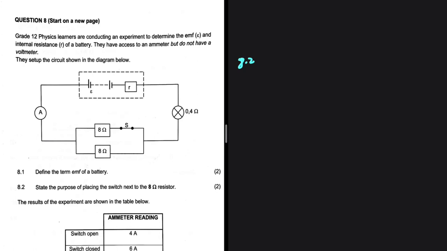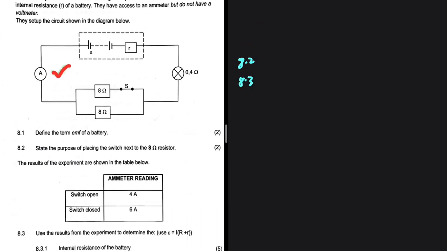State the purpose of placing the switch next to the 8 ohm resistor. They are placing the switch next to the 8 ohm resistor so that they can control the current in the circuit by changing the resistance. The only thing they have access to is an ammeter. Placing a switch right there allows them to control the current by changing the resistance. That is 8.2. Let's look at 8.3.